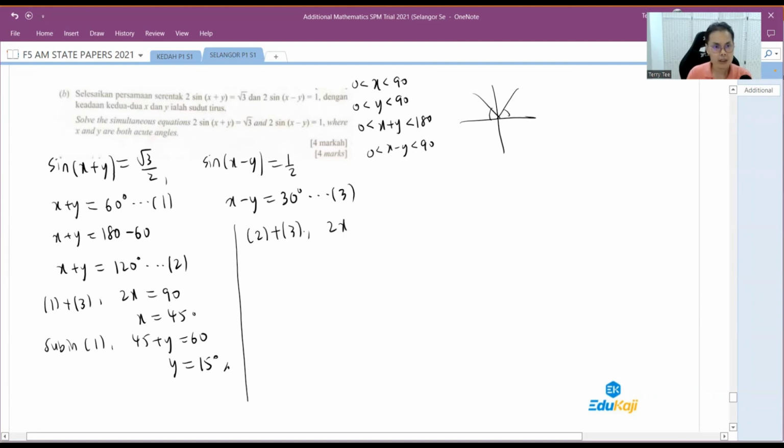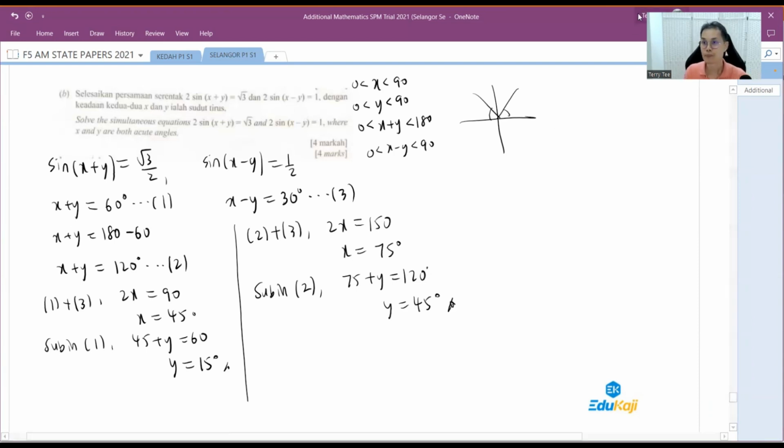60, this is y. 120 plus 30 is 150. 150 divided by 2, 75. So once you got 75, you just sub inside, let's say, equation 2 now. I'm solving equation 2 and 3. So 75 plus y is 120. My y is 120 minus 75, 45. All right.